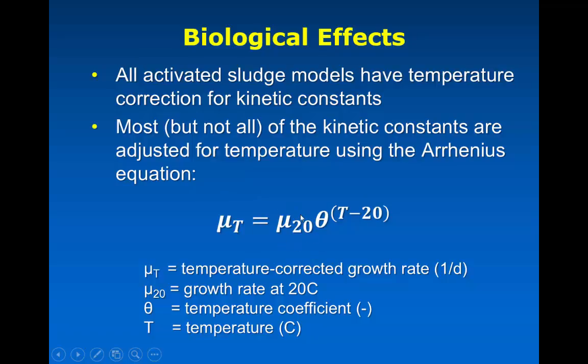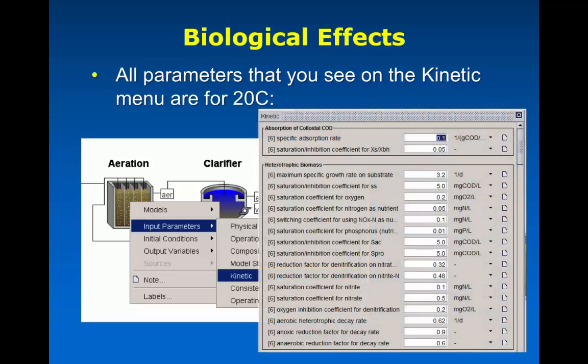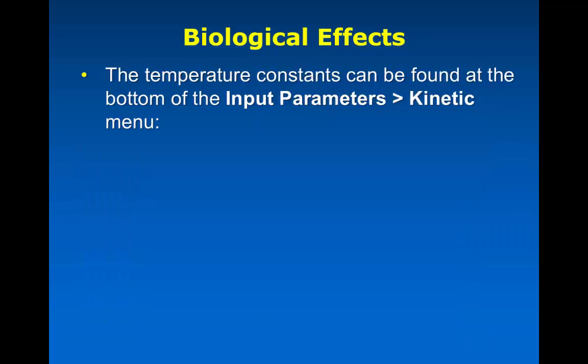We take the temperature setting for 20 degrees Celsius, and then we multiply by this temperature parameter that is taken to the power of T minus 20, where T is the temperature in Celsius. So this allows for an increase when you have something that is above 20 degrees Celsius, and a decrease when you go below 20 degrees Celsius. So the parameters that you see on the kinetic menu when you right-click on the object and select Input Parameters and then the kinetic menu, these are the settings for 20 degrees Celsius. And these are the ones that will then subsequently get adjusted before being used in the equations.